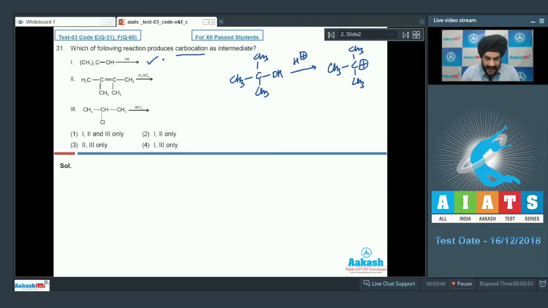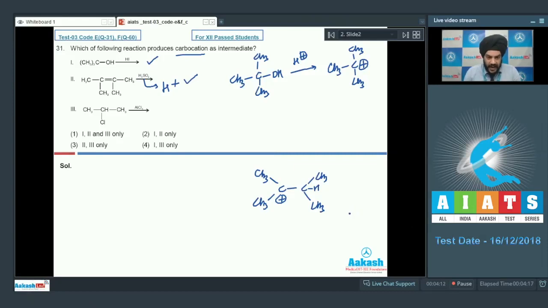In the second option we have an alkene which is to be reacted with H2SO4. Students, this H2SO4 will provide us with H+, and then this H+ will go and attack the alkene. So students will have the generation of another tertiary carbocation. Okay. So the second reaction also produces a carbocation.